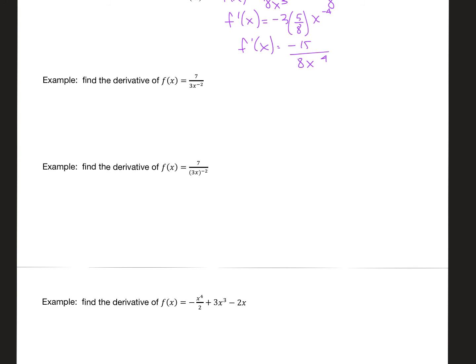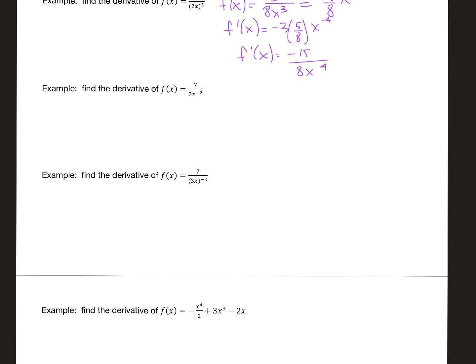All right, this one, when I rewrite the original, I have 7/3, and then the x ends up being up here in the numerator with a positive exponent. And then hopefully the derivative's fairly okay. It's 2 times the constant out in front, and then the exponent decreased by 1. And when I clean that up, I have 14/3 x.